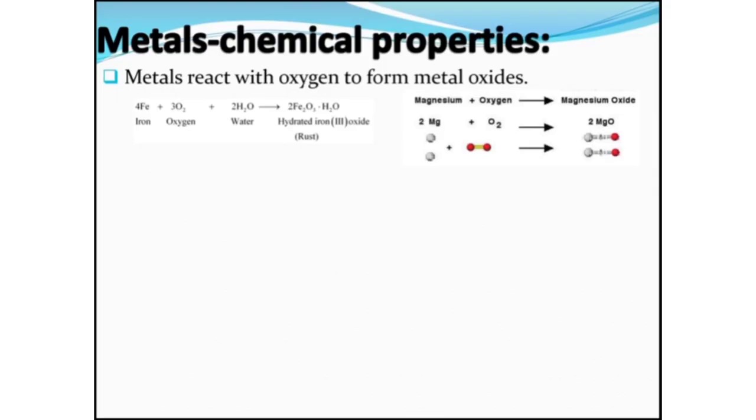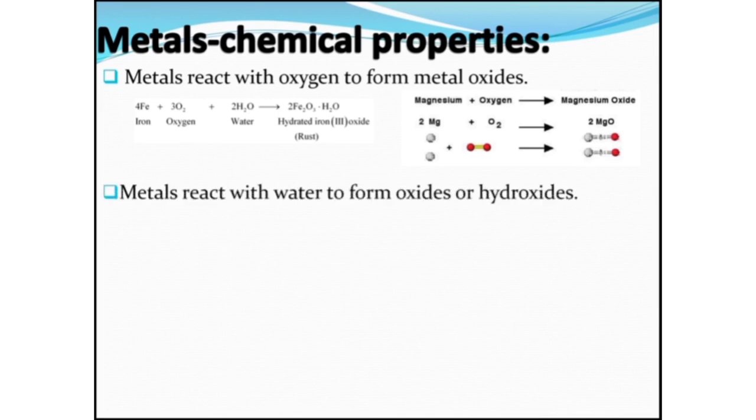If the ash obtained from the magnesium ribbon is dissolved in water and tested with red and blue litmus paper, you will find that red litmus paper turns blue. This is because the magnesium oxide formed is basic in nature. The conclusion is that metals react with oxygen to form basic metal oxides.